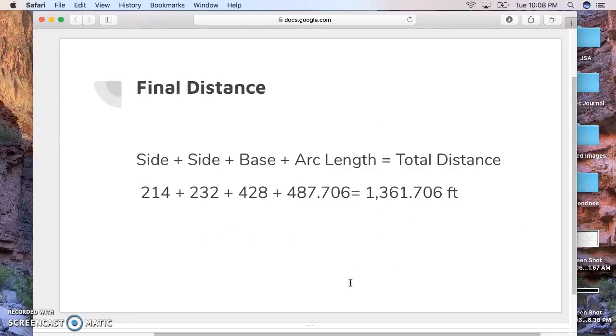And finally, you put it all together, and to get the final distance of my path, you get side plus base plus the arc length is going to give us our total distance. So that is the first side, which is the y-axis in this case, 214. The side all the way to the right, which is 232 feet, the base connecting the two, which is 428 feet, and the newly calculated arc length, which is 487.706 feet. So this gives us a grand total of 1,361.706 feet.